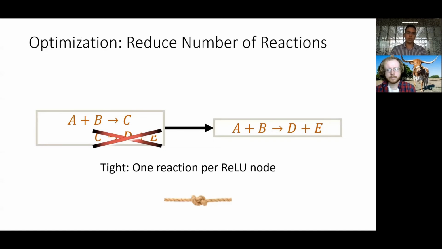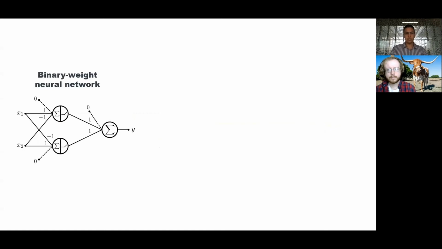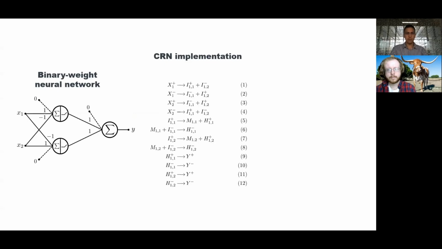So what this leads to is actually a very tight representation, where one bimolecular reaction corresponds to one ReLU node of a neural network. Here is one illustration of the scheme. This is a binary weight neural network. This would be a chemical implementation of it.